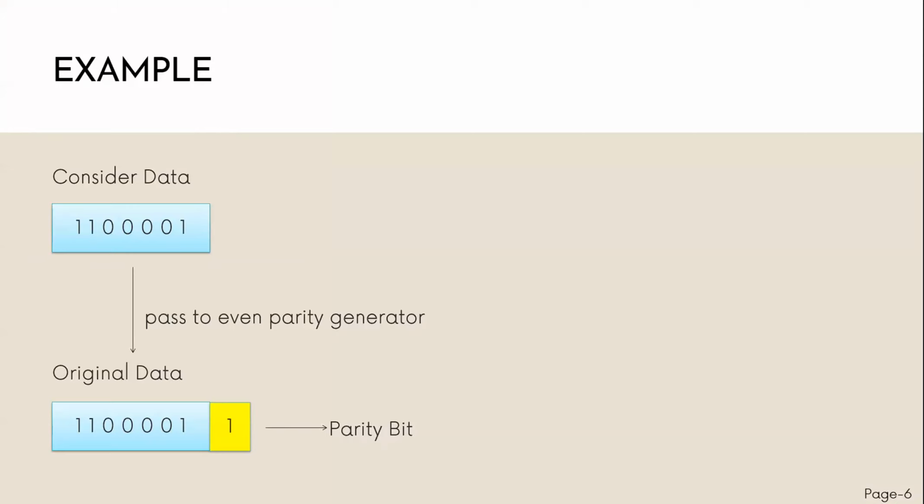Example: consider this data, and if we pass this data to an even parity generator, the number of ones here are 3, so it's odd. Now if I add bit 1 as the parity bit, the number will become 1 1 0 0 0 1 1 1 at last. So this is an even parity generator.